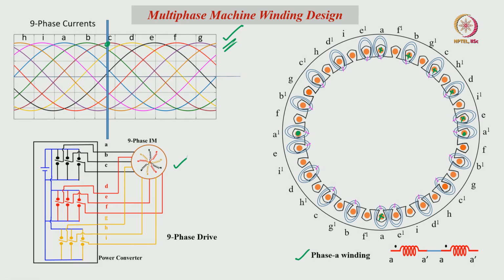We can see here A phase has positive current, that is the blue color one, and B phase also has positive current, C phase also positive, D phase also positive current, and E phase is positive. From this current waveform we can visualize A to E having the positive currents.